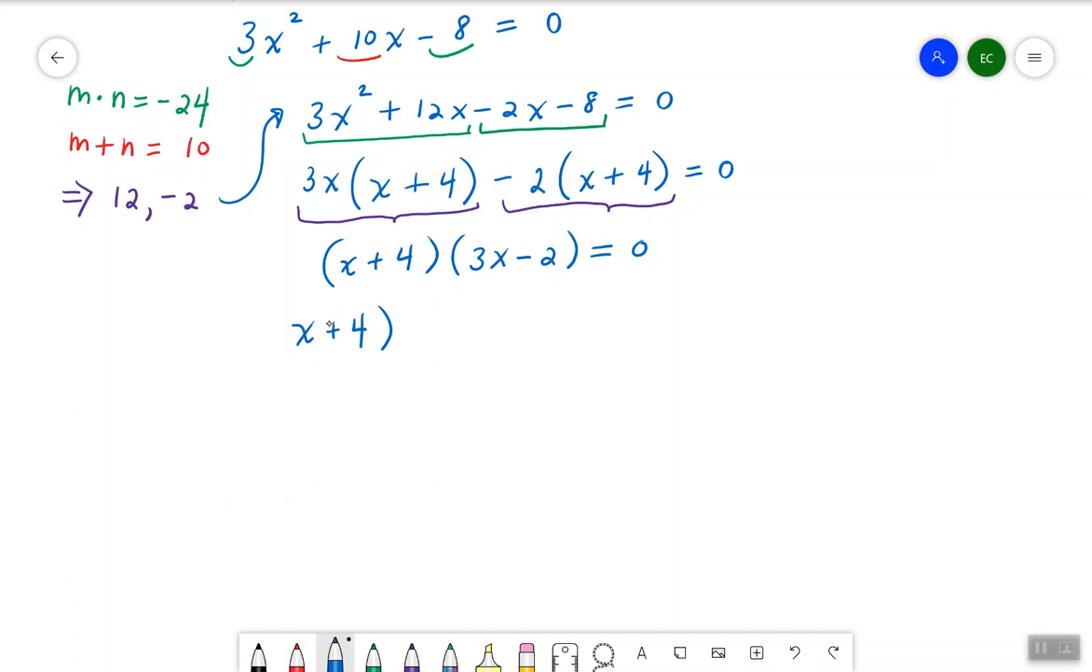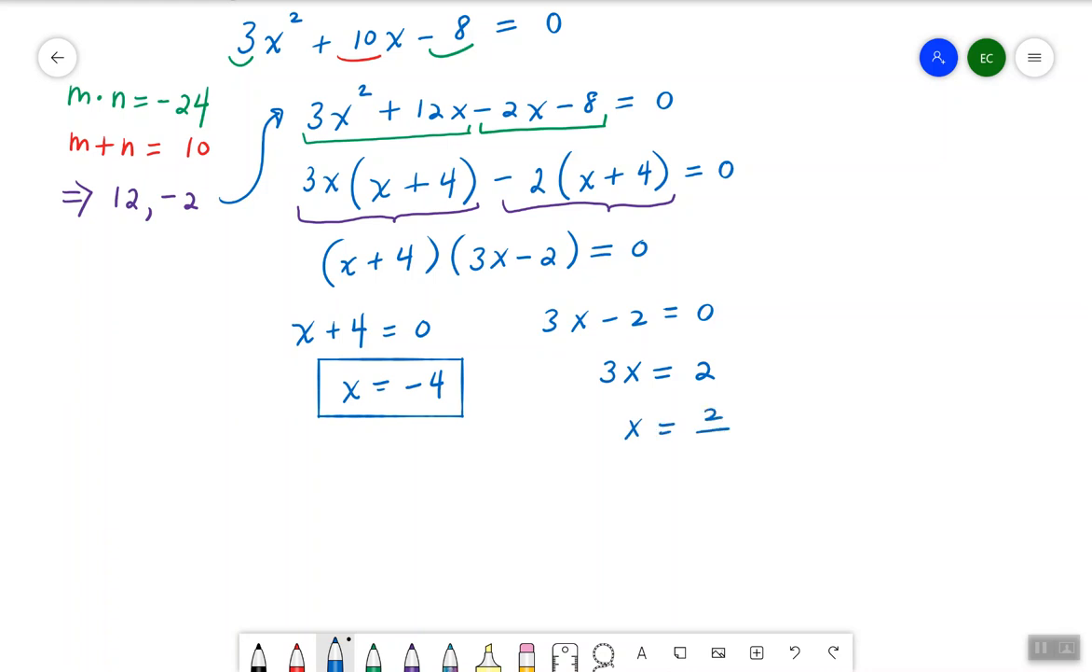We can set each factor equal to 0, and we'll have our solutions. We'll have x equals -4, and we'll have, let's see, add 2 to both sides and divide by 3 on both sides, and we get x equals 2/3. And we'll write that in set notation.